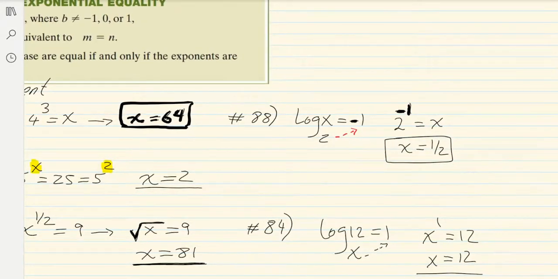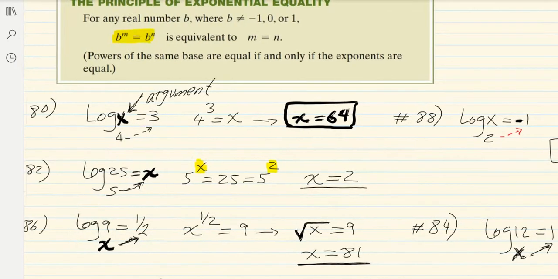Number 84 is kind of like that. X is the base again. So I rewrote this as x to the first power equals 12. And of course, x to anything to the first power is itself, right? So x to the first power becomes x. And the answer is just 12. And we solved number 84.